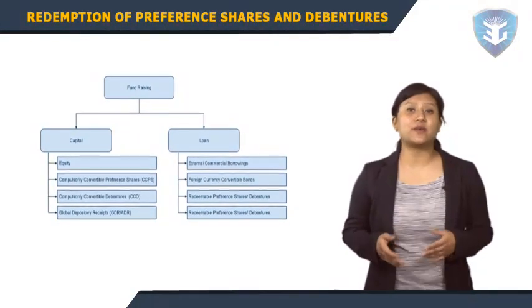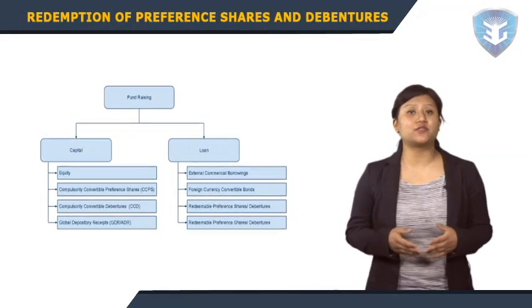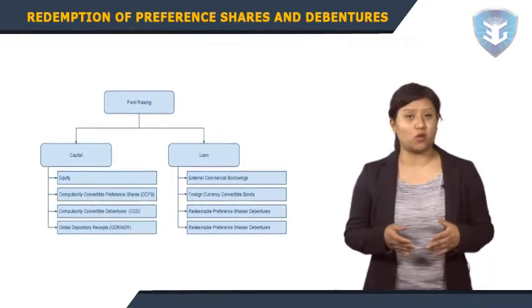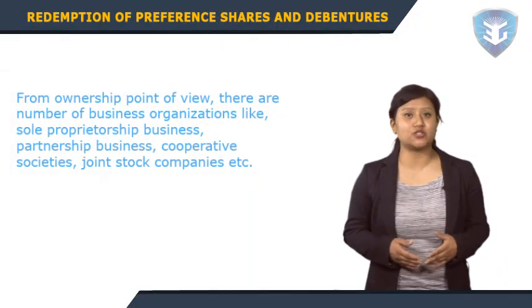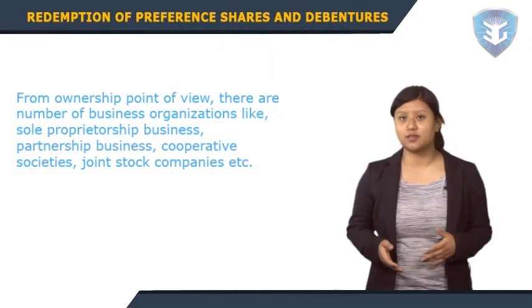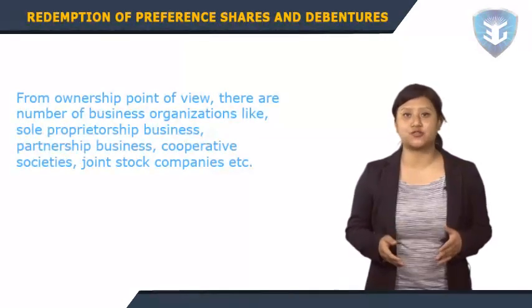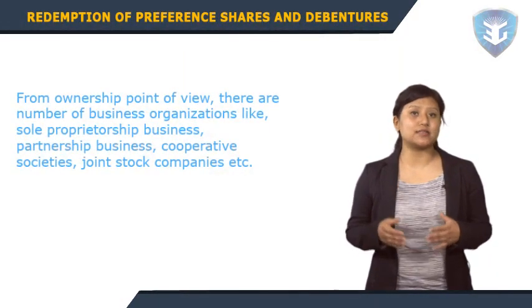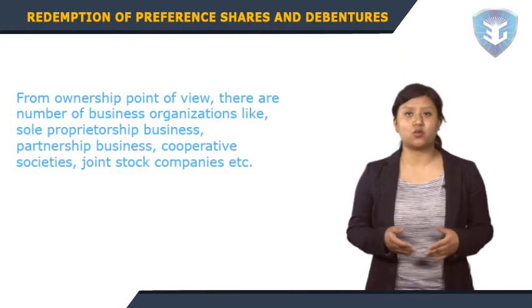The fund provided by the owners to a business is known as capital. We know that the capital of the business depends upon the form of business organization. From the ownership point of view, there are a number of business organizations like sole proprietorship business, partnership business, cooperative societies, joint stock companies, etc. Total capital of the company is divided into a number of small units of fixed amount, and each such unit is called a share.